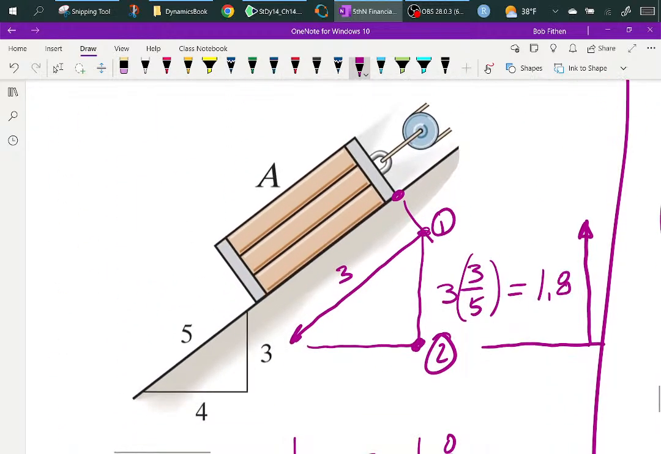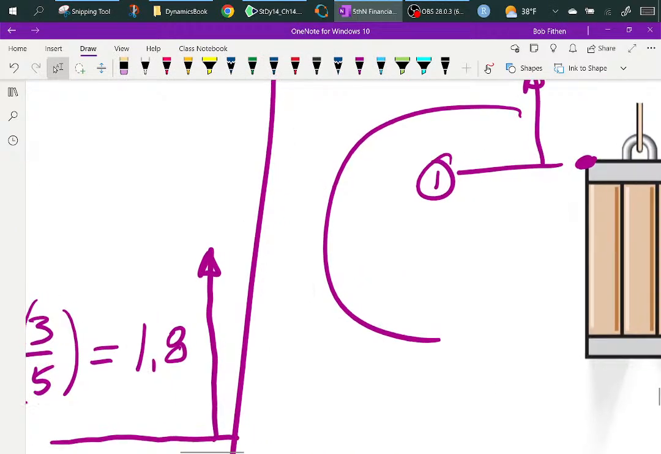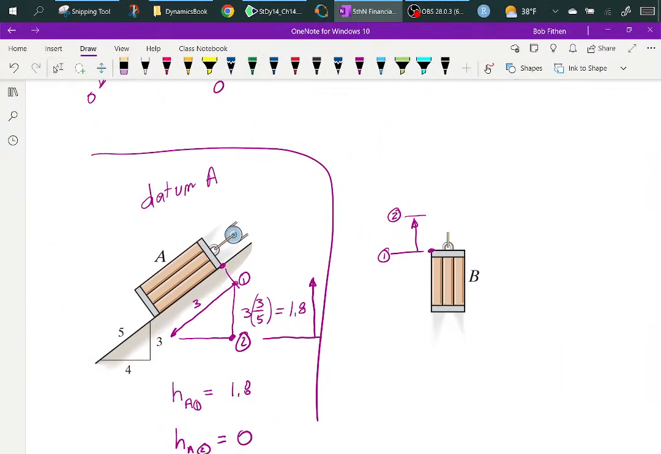Hang on. So now I got this, which is not to scale, but it's 6. So I'm going to make my datum up here. So the datums do not have to be the same. So I can set up a datum for B, which is this block here. So I'll say HB1 is equal to 0. HB2 is equal to 6.